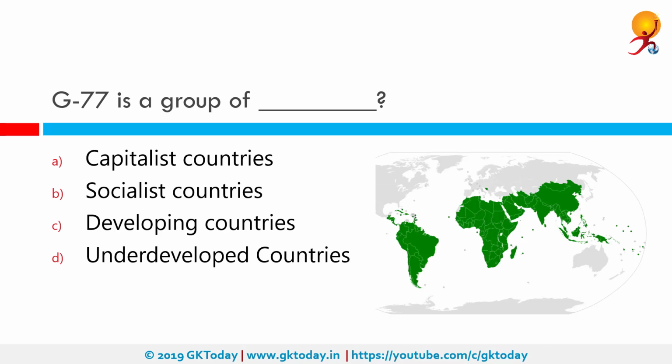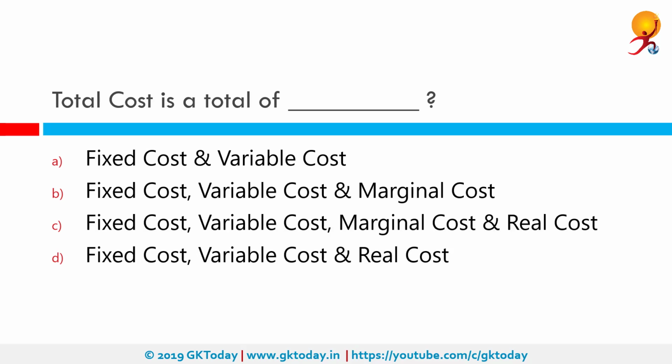G77 is a group of developing countries. The group of 77 was established on 15th June 1964 by 77 developing countries, signatories of the Joint Declaration of the 77 countries issued at the end of the first session of the United Nations Conference on Trade and Development or UNCTAD in Geneva.